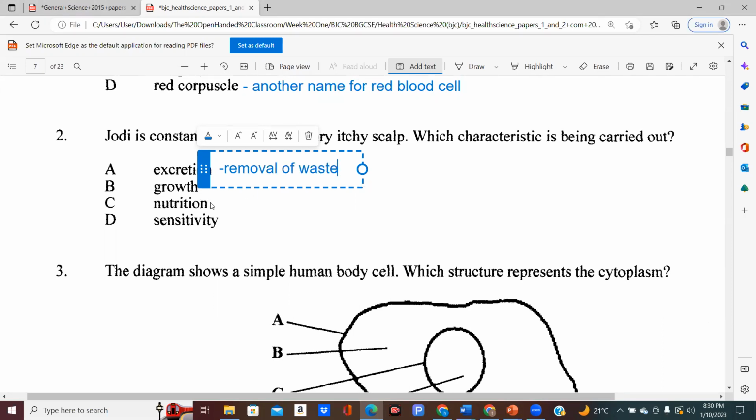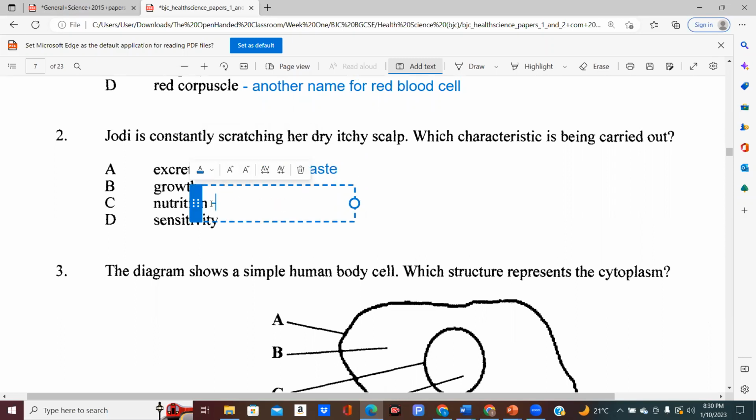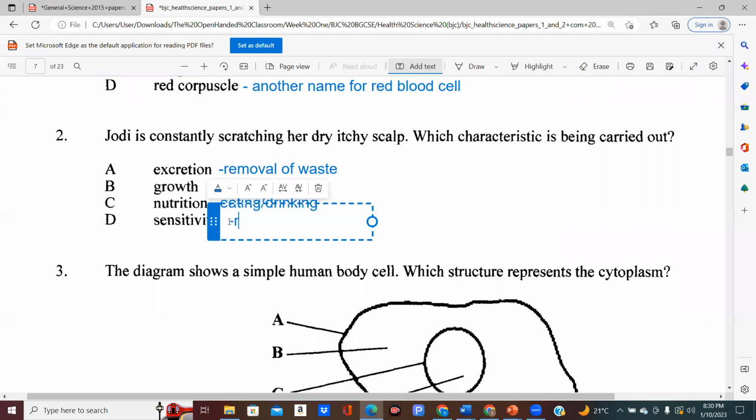Growth obviously is growing. Nutrition is when you're eating, right? Eating or drinking. Sensitivity is responding to stimuli. Stimulus is singular, stimuli is plural. So sensitivity is responding to the stimuli.